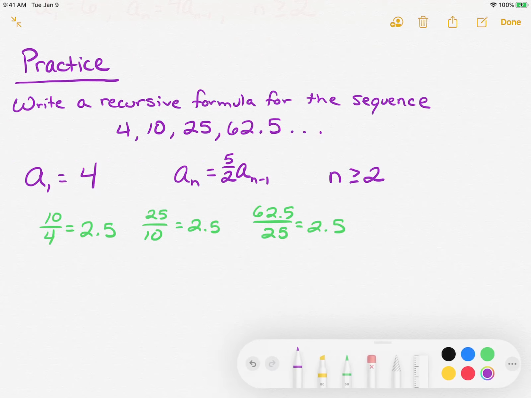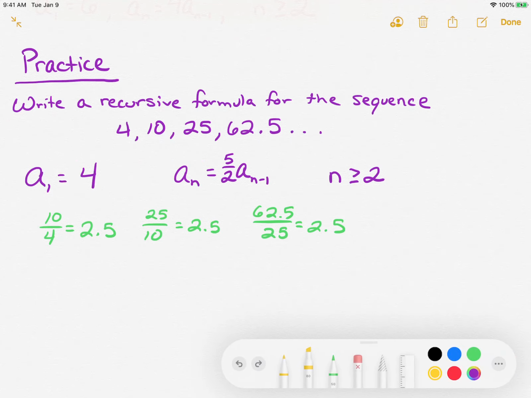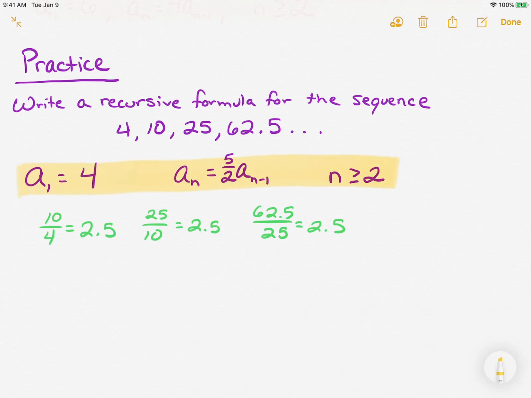So there it is. That's our formula. And that's all you'd write for the answer. Okay?